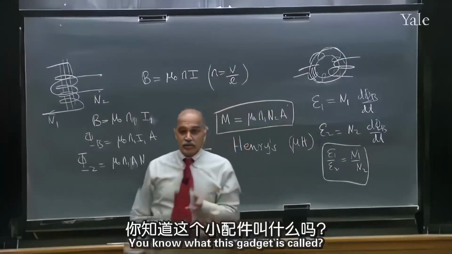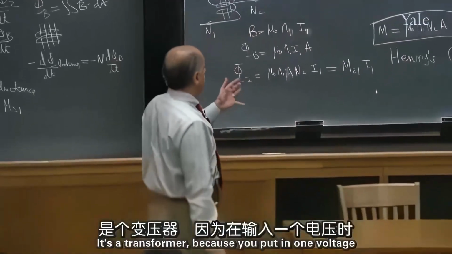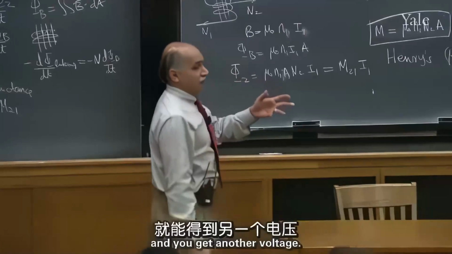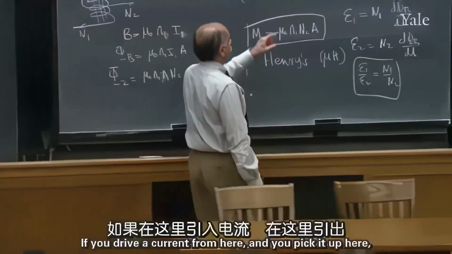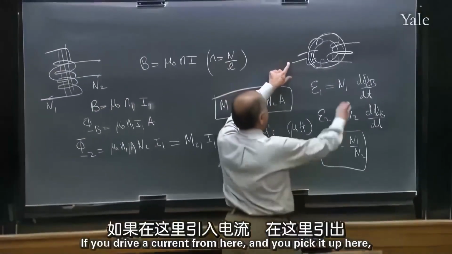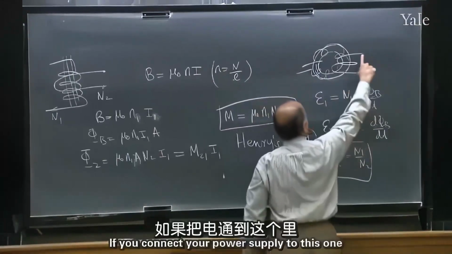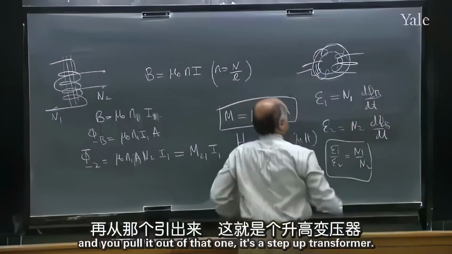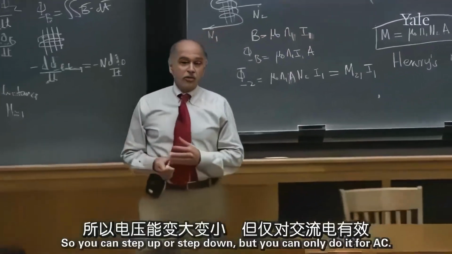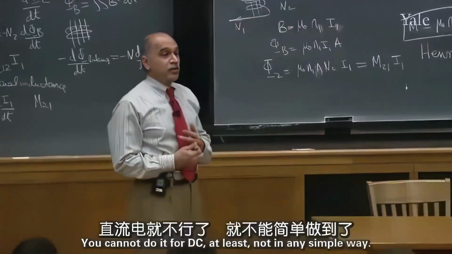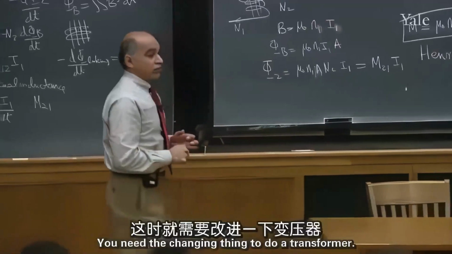You know what this gadget is called? It's a transformer, because you put in one voltage and you get another voltage. You can have a step-up transformer or a step-down transformer. If you drive the current from here and you pick it up here, that's a step-down transformer because you're going down in the number of turns. If you connect your power supply to this one and you pull it out of that one, it's a step-up transformer. So you can step up or step down, but you can only do it for AC. You cannot do it for DC, at least not in any simple way. You need the changing thing to do a transformer.